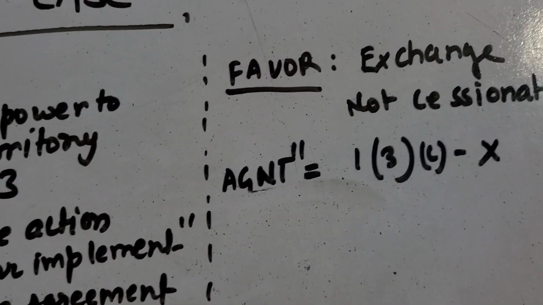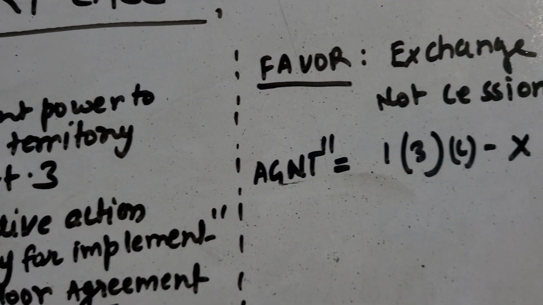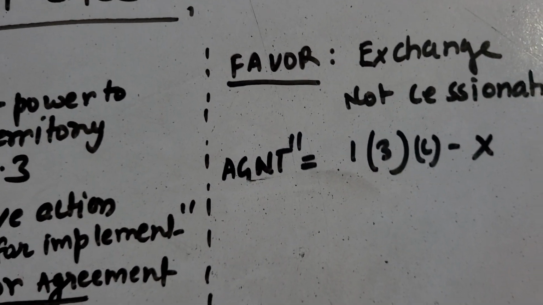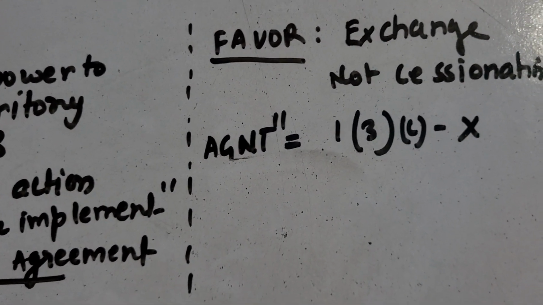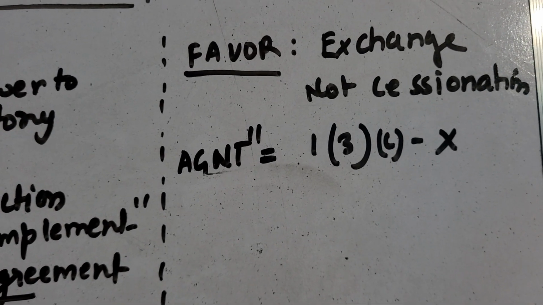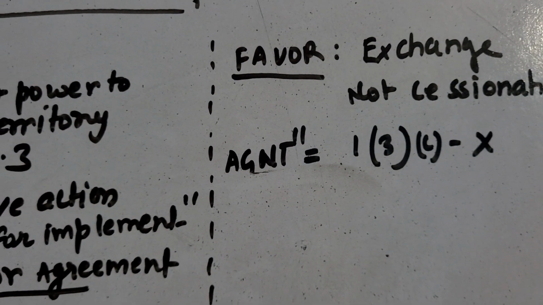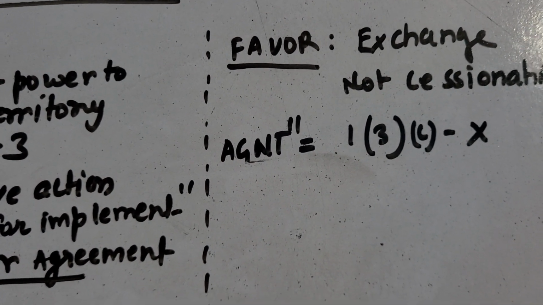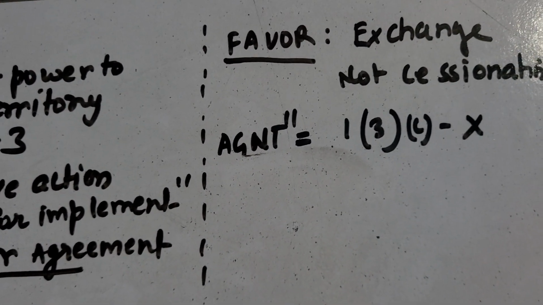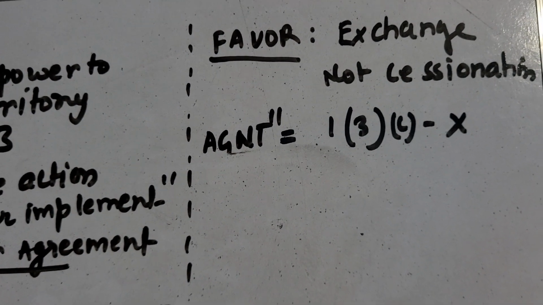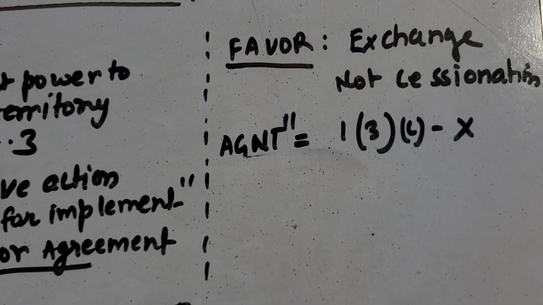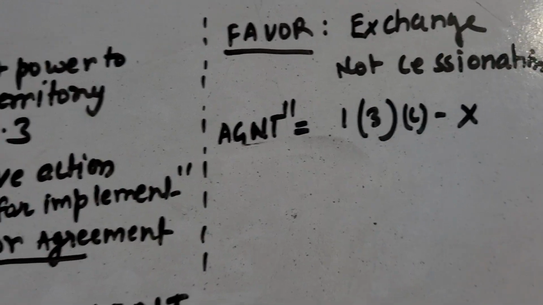Now there are two different arguments, one in favor and one against. The argument in favor was that it is just an exchange of land and it is not called cession, because the word cession is different from exchange. Then the second, that is the argument against, is very simple: that Article 1 Clause 3 Subclause C of the Constitution does not speak about any type of cession of land.